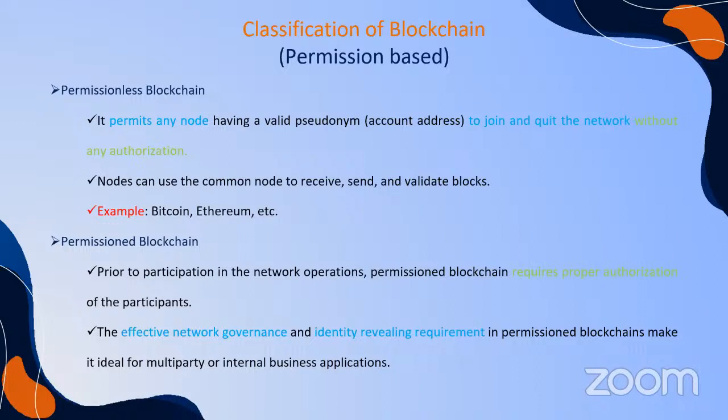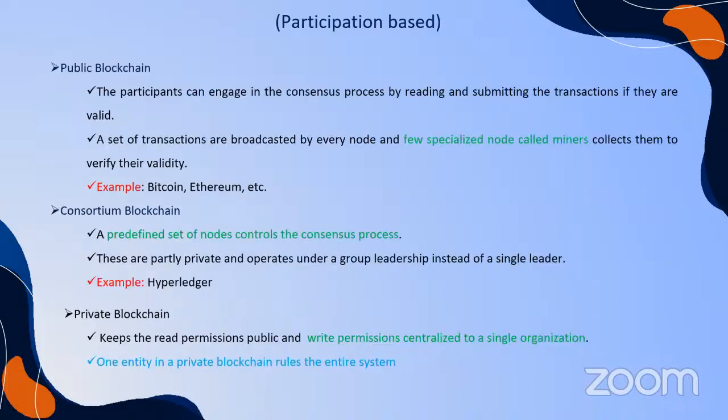In a permissioned blockchain, prior to participating in the network operations, participants require proper authorization. The effective network governance and identity-relieving requirements in permissioned blockchain make it ideal for multi-party or internal business applications. So this is permission-based blockchain, and participant-based blockchain, that means public blockchain, consortium blockchain and private blockchain. We have already discussed all of these types of blockchain.